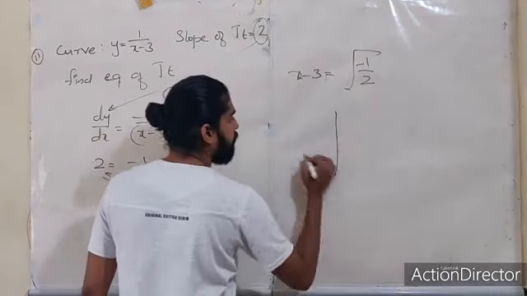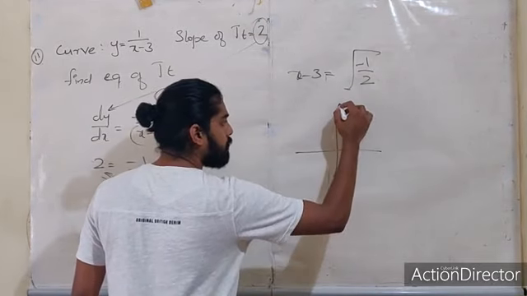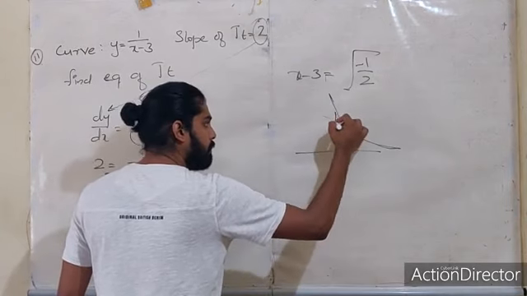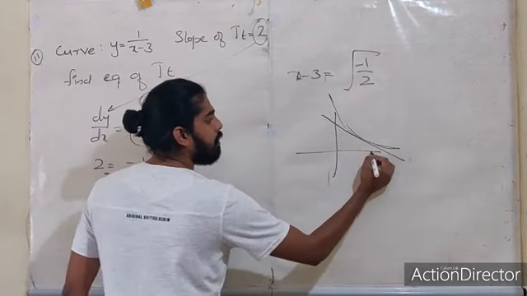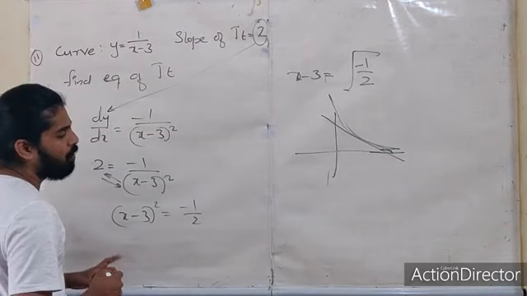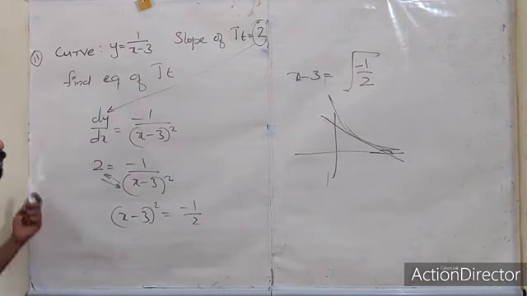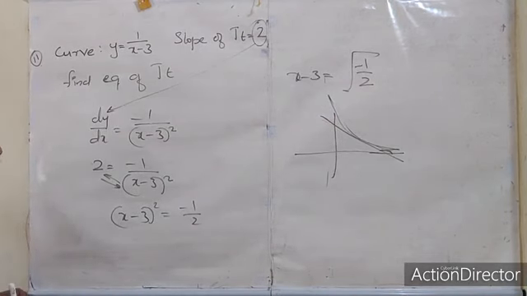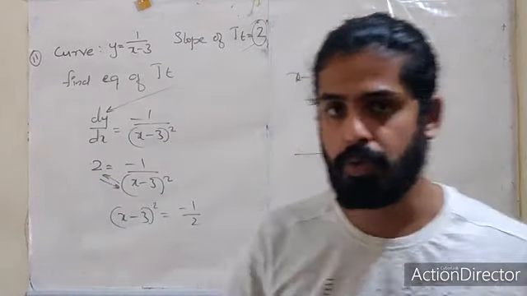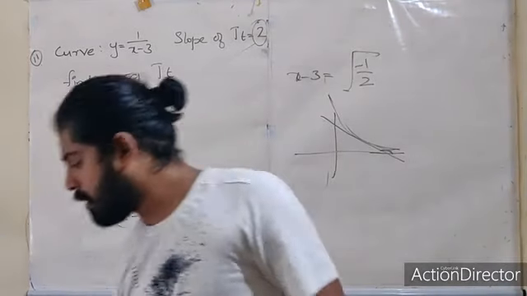Since this is 1 by x minus 3, maybe the curve is like this. The tangent will always make an angle which is obtuse. So only a tangent with negative slope is possible for this curve. A tangent with positive slope is not possible for this curve. So this is the answer: no tangent is possible with the slope 2 to the given curve. Okay, let's do the next question.